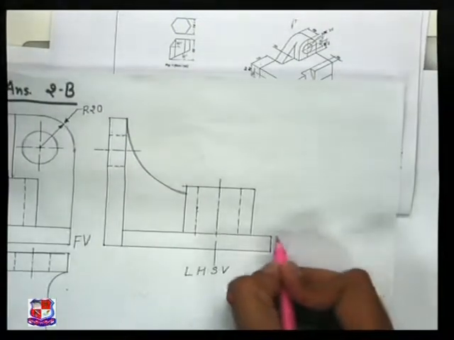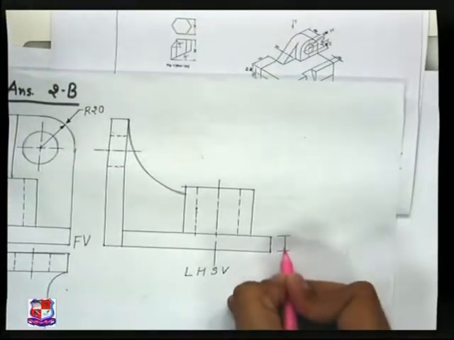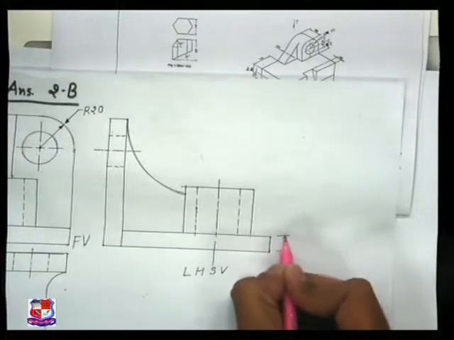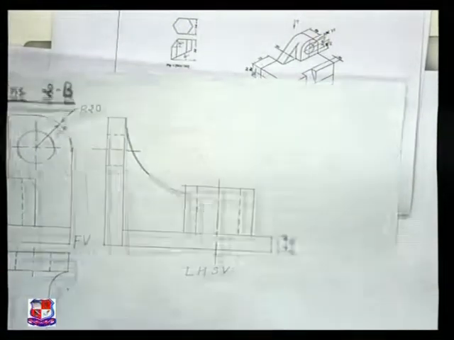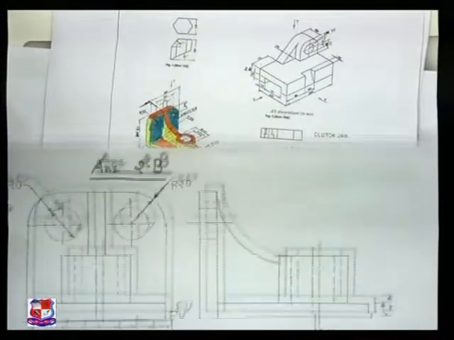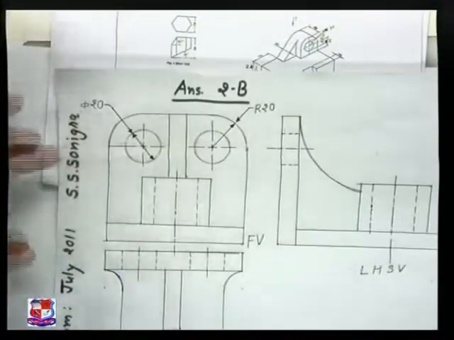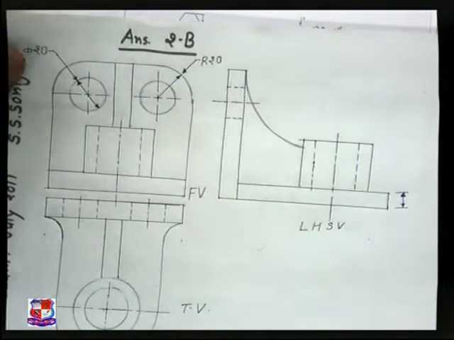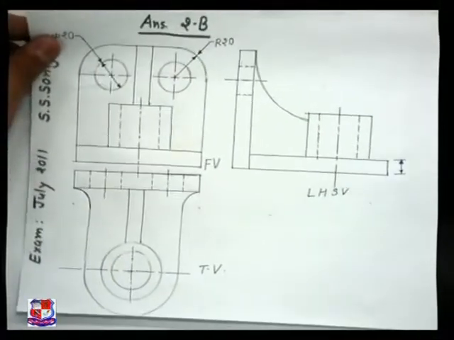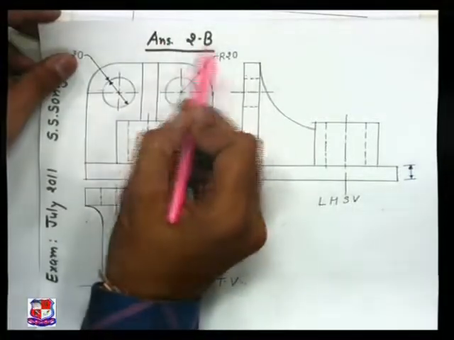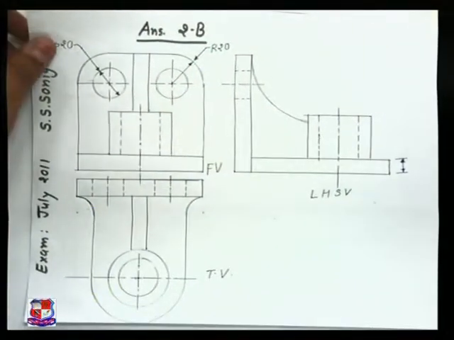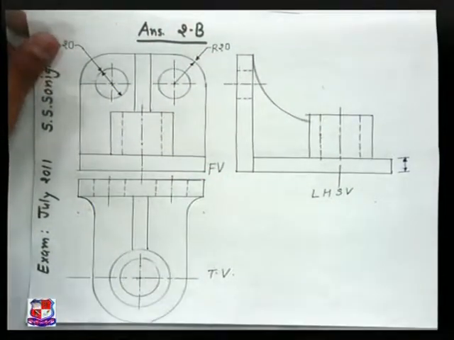You need to insert majority of the dimensions. Of course, if you do not enter all the dimensions, don't worry, but majority of the dimensions should be inserted in this figure. This is the solution of the given problem. It should appear like this. You can see answer number 2b. You should write like this: answer 2b above this solution, front view, left hand side view and top view.